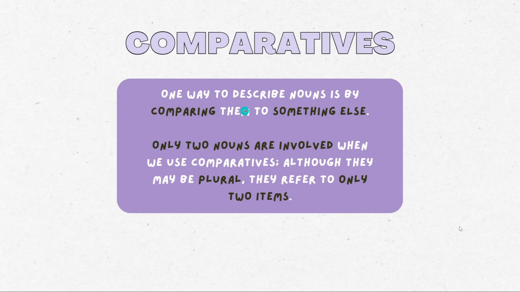Now, the comparatives. One way to describe nouns is by comparing them to something else. Only two nouns are involved when we use comparatives, although they might be plural. We are only going to refer to two items, even if they are plural.